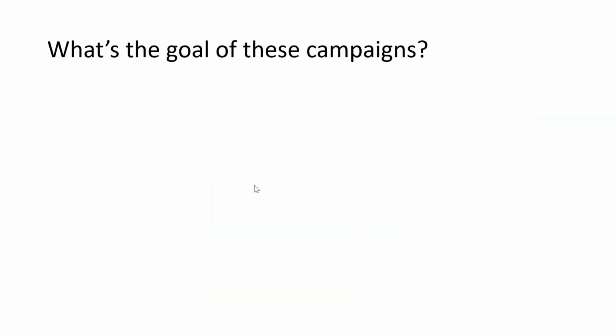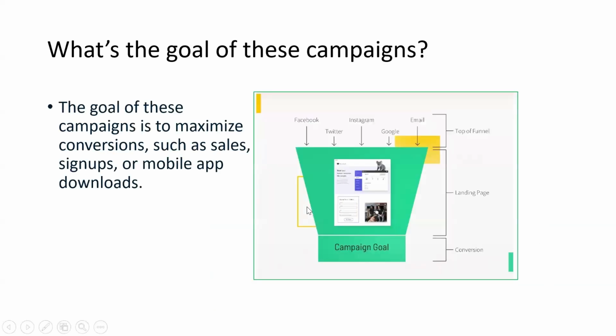So what's the goal of these campaigns? The main objective of this campaign is to maximize conversions. As the name suggests, these are conversion campaigns. So their role is to maximize conversions such as sales, sign-ups, or mobile app downloads, or any other form of conversions that we want from these campaigns.